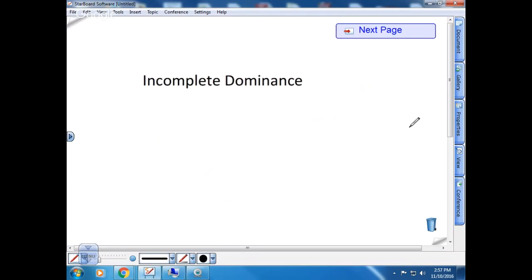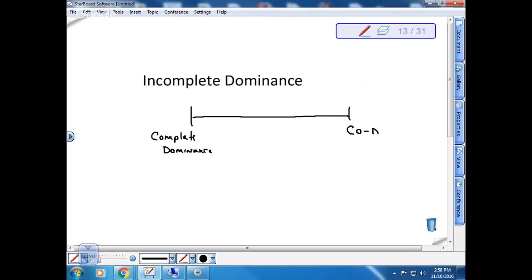Okay, so let's talk about incomplete dominance. We have been assuming that alleles are either dominant or recessive. So on one end of the scale, I have what is referred to as complete dominance, right? That would be like the ability to roll your tongue. All those Mendelian traits that we looked at, you either could or you couldn't. There was no in between. There was no medium, right? On the other side, we have what is called co-dominance. This would mean that the alleles are equally expressed.